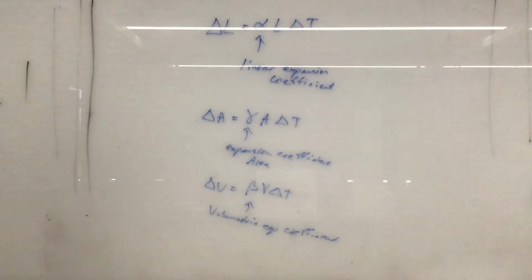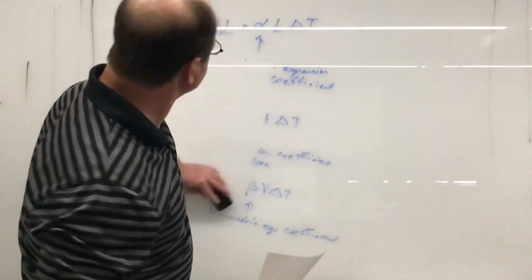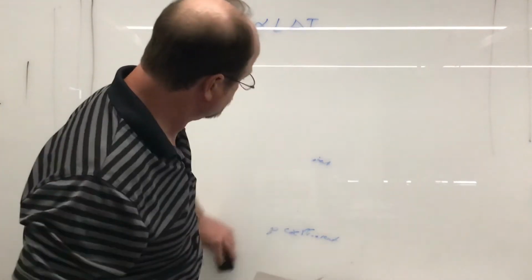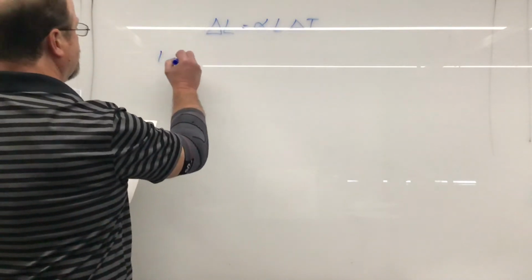Let me do an example here. Let's say I've got a piece of copper, 1 meter long. I'm just going to talk about a linear case here. All the other ones would follow the same way, it just depends on what kind of calculation you're trying to do. Let's say a 1 meter piece of copper.